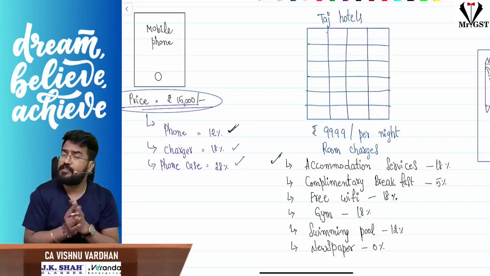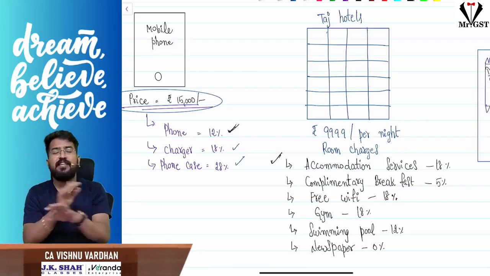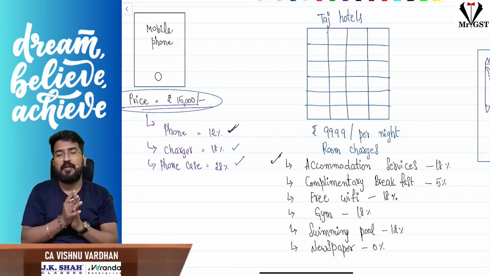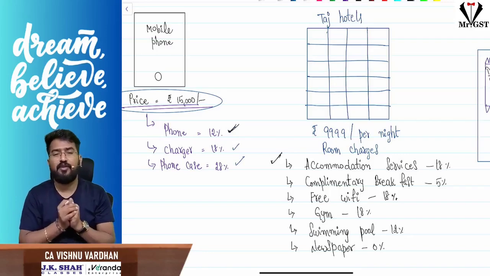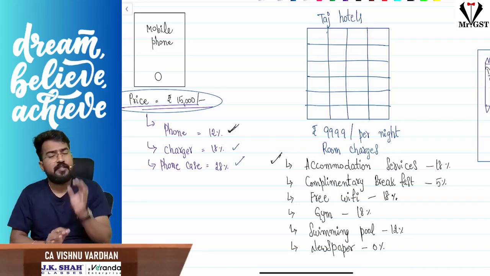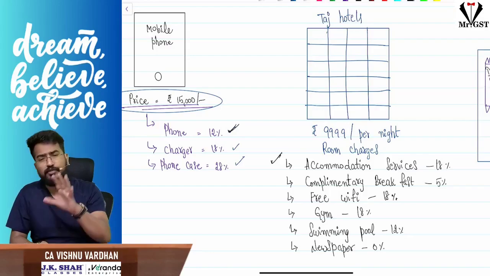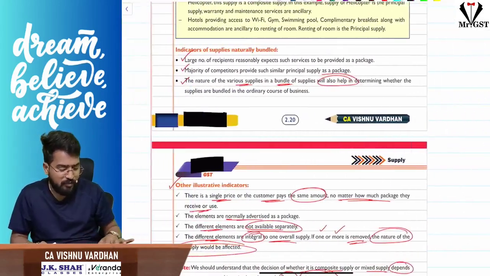This is not (a+b) whole square, my dear friend. There is no standard formula to identify whether they are naturally bundled or not. It depends on a case-to-case basis, so there is scope for litigation here. You should always be careful and cautious before taking a decision.